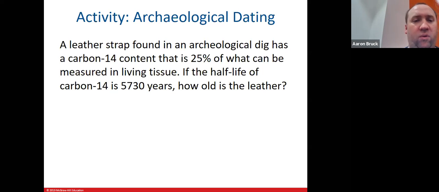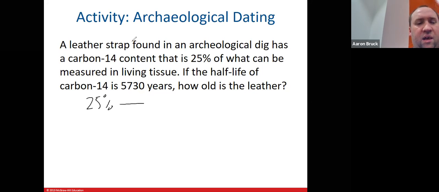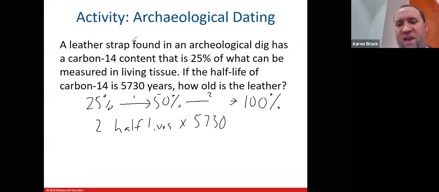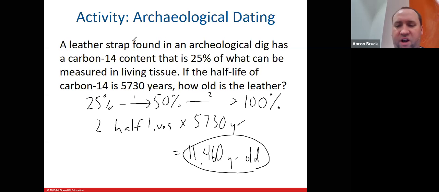Well, this one we're kind of working backwards on compared to the previous problem. We're at 25%. One half-life would have got us to 50%. A second half-life would have got us all the way to 100%. So we know that 2 half-lives have elapsed. Each half-life is 5,730 years. So 2 times 5,730, 11,460 years old for that leather strap.